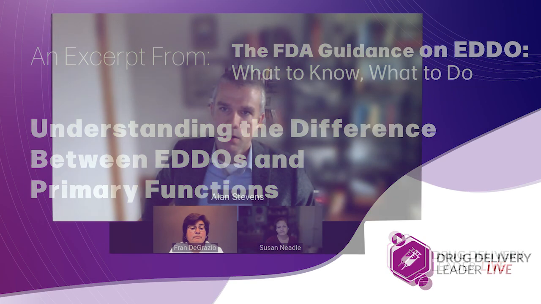One is that EDDO, the guidance, is applicable to all drug delivery devices, whereas the primary functions is specific to only the devices covered by 11608. So that's one difference. But in terms of, if you have an injector where now you're looking at, okay, I've got to think about primary functions and EDDOs, how do I match that up? So there are some, I think, nuances to that.